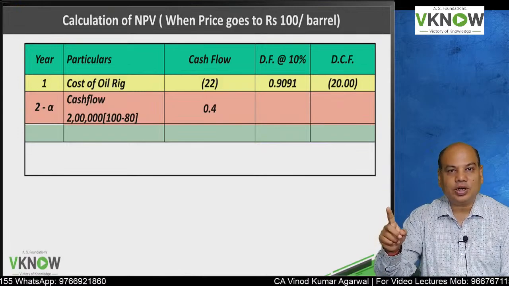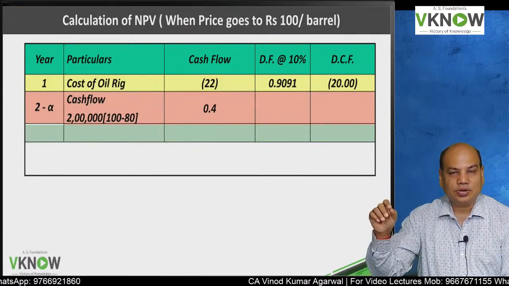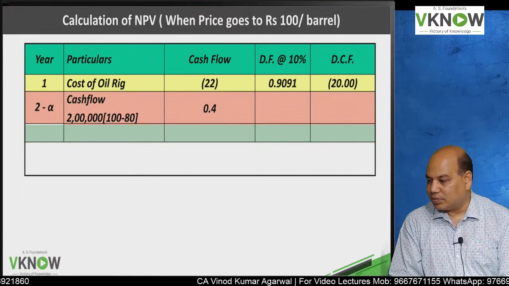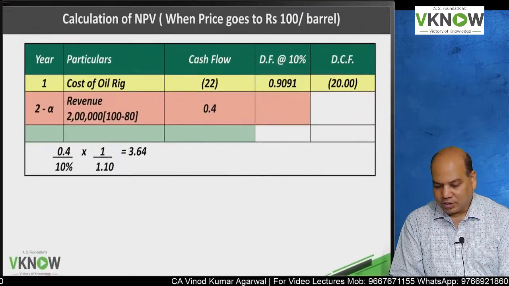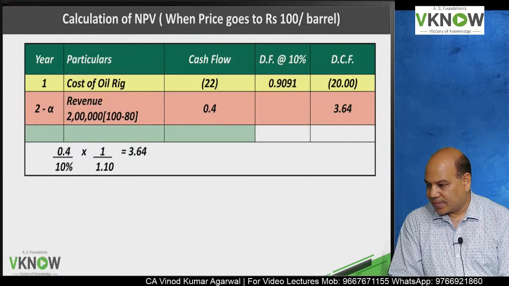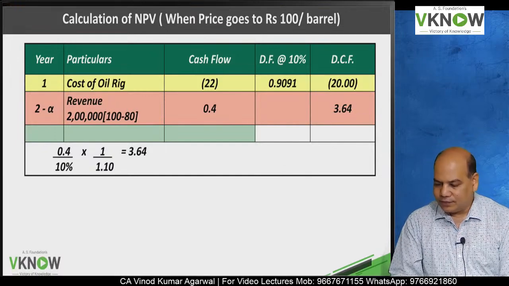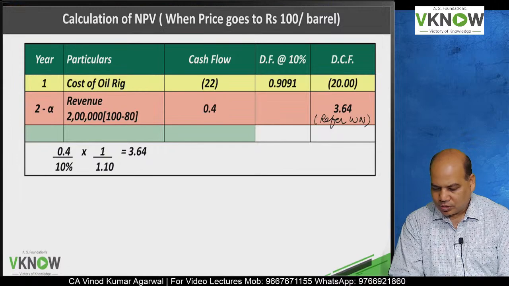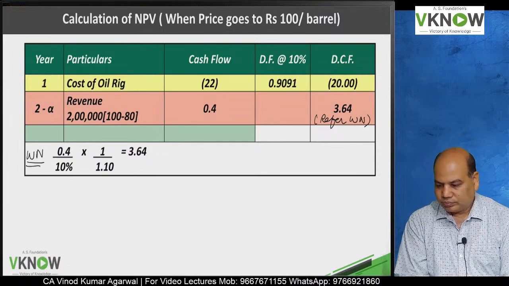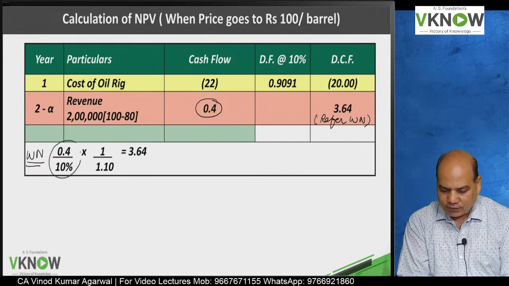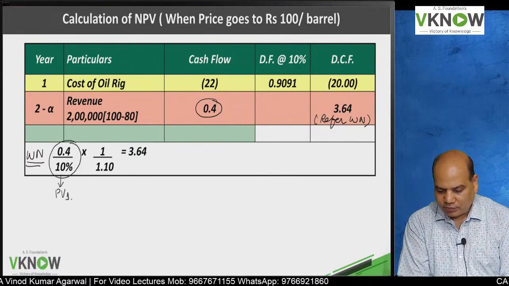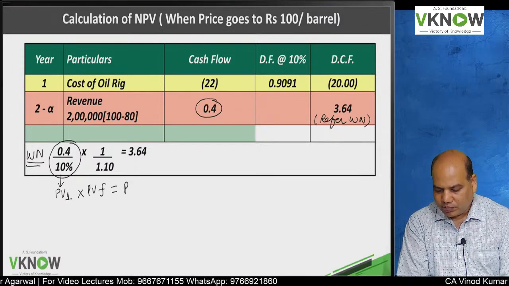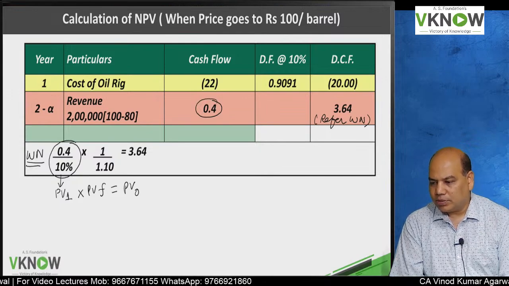Quickly reply now. Don't take time. What is the answer in the last column? First you divide 0.4 by 10%, then divide by 1.10, then divide by 1.10. 3.64 is the answer. Refer to the working note below and write it here. First you take 0.4, divide by 10%, you will get PV1. Multiply by the PV factor, you will get PV 0.